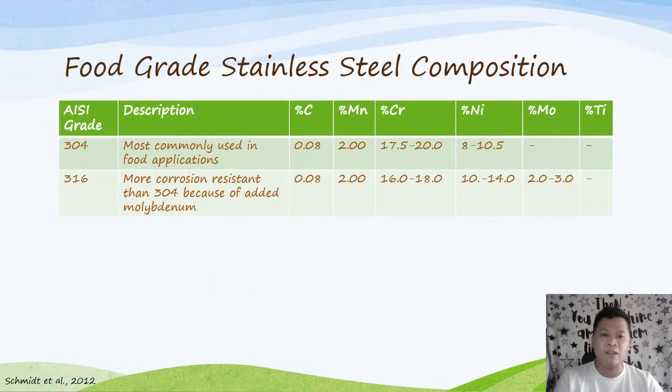So again, looking at 304 and 316, as you can see here, their main difference is that 316 has additional molybdenum. And because of that, of course, there are some variations in their chromium, nickel, and molybdenum concentrations. But generally, the base is that carbon and manganese are as follows. And to make up the difference is, of course, the rest is iron.